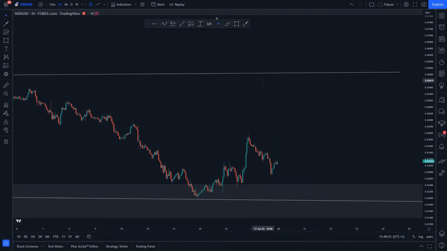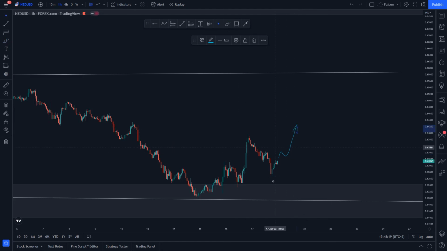But if you have missed that, just wait for the break of this trend line. Once the price has broken that trend line, which it's likely to do, you just wait for a 15 minute correction over here, and then we take that push to the upside.